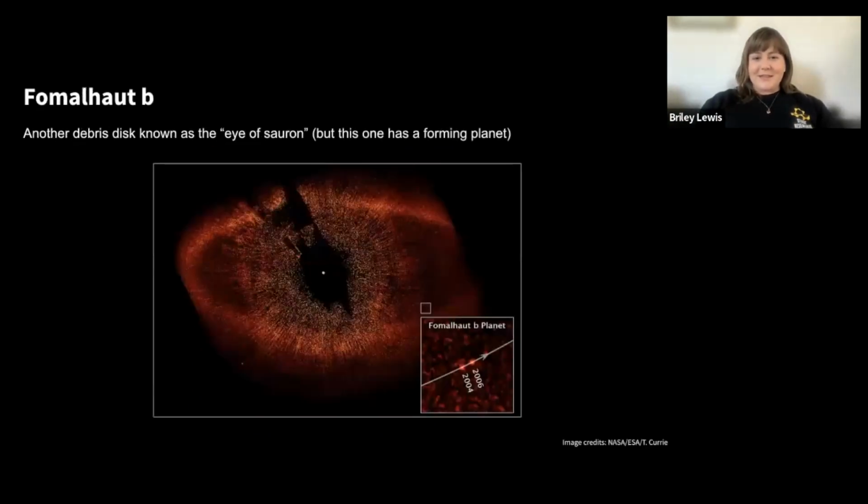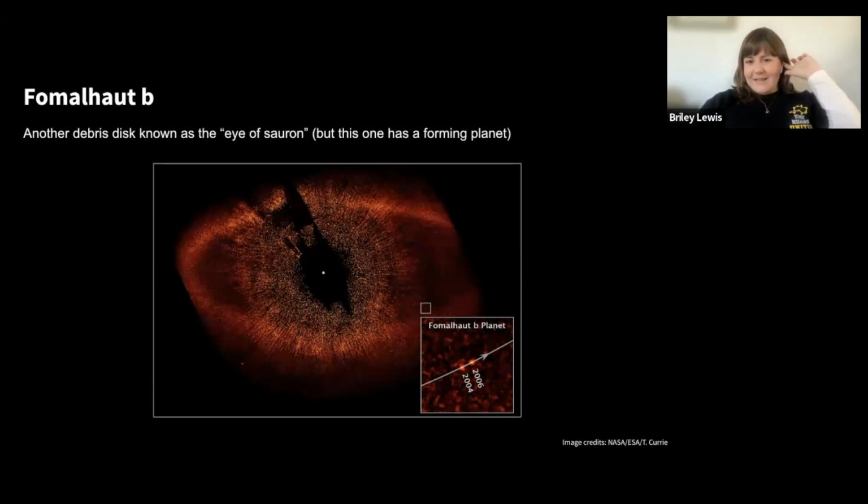And then another debris disk known as the Eye of Sauron, because apparently those things just look like this, is Fomalhaut and Fomalhaut b. This one actually has, we think, a forming planet in it. So you can see Fomalhaut's very big debris disk here. And on this little inset, you can see the planet Fomalhaut b. For a while, it was unclear if it was actually a planet or if it was just a weird clump of dust that wasn't really yet a planet. But it's been observed multiple times moving in this disk.